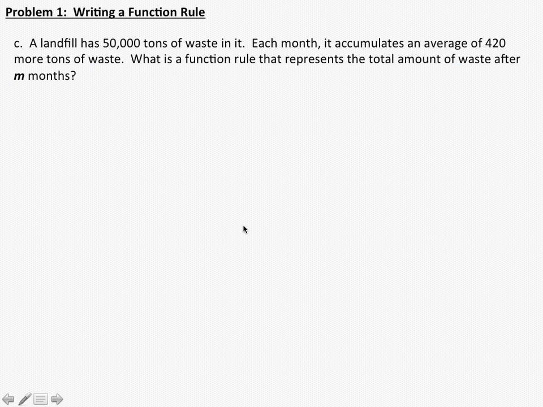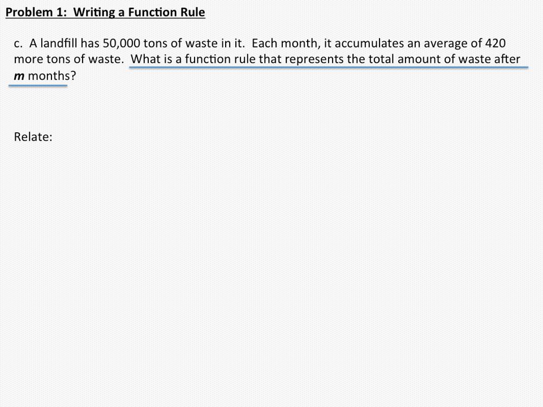Okay, a landfill has 50,000 tons of waste in it. Each month it accumulates an average of 420 more tons of waste. What is a function rule that represents the total amount of waste after m months? I could have just said, what is an equation that represents the total amount of waste after m months?